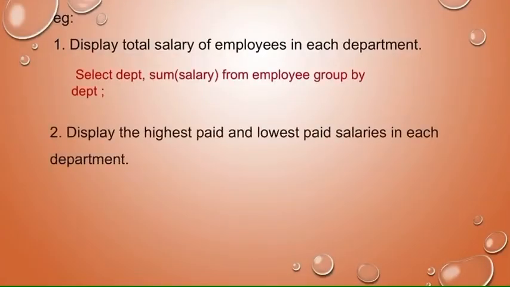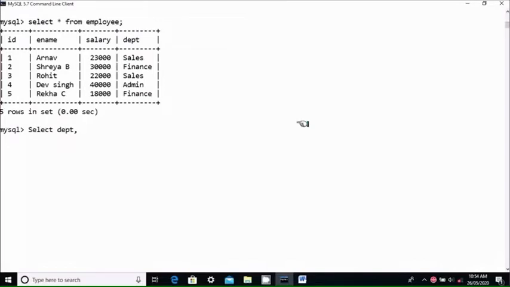Next question is display the highest paid and lowest paid salaries in each department. Here we need to use two functions, namely min and max. To find the highest salary, we can use max of salary, which picks the highest value of the column. Also min of salary, which picks the lowest value. Then from employee, group by department.